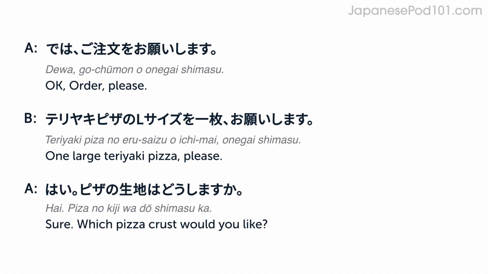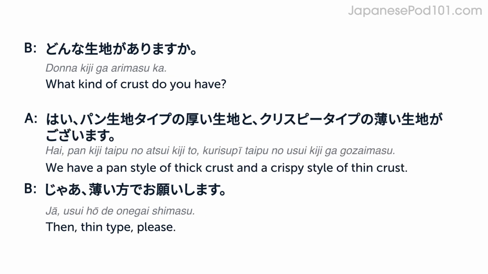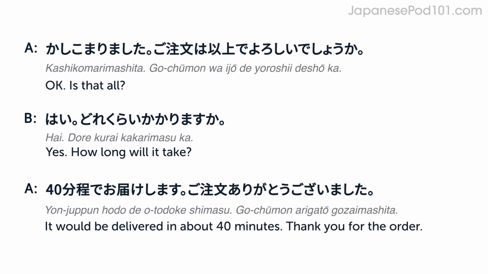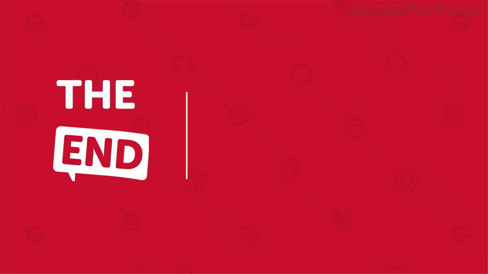では、ご注文をお願いします。 照り焼きピザの L サイズを1枚お願いします。 はい。ピザの生地はどうしますか？ どんな生地がありますか？ はい。パン生地タイプの厚い生地とクリスピータイプの薄い生地がございます。 じゃあ、薄い方でお願いします。 かしこまりました。ご注文は以上でよろしいでしょうか？ はい。どれくらいかかりますか？ 40分ほどでお届けします。ご注文ありがとうございました。 This is the end of the lesson.